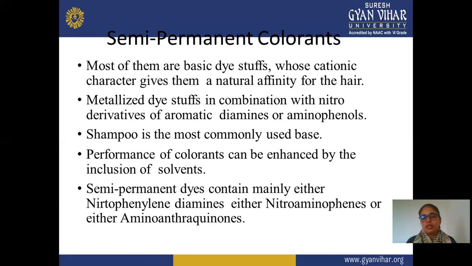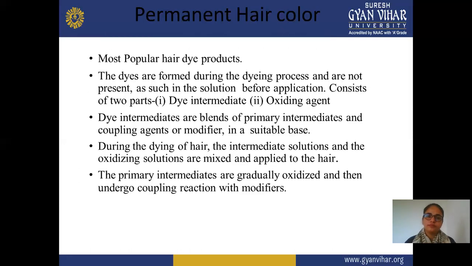Next, a semi-permanent dye contains mainly either nitrophenylenediamine, or nitroaminophenols, or amino anthraquinones. Means there are different possibilities, so different ingredients or chemicals are present in the dye. There may be present nitrophenylenediamine, or nitroaminophenols, or maybe amino anthraquinones are present in this semi-permanent dye, and these are the chemicals present in the dye.